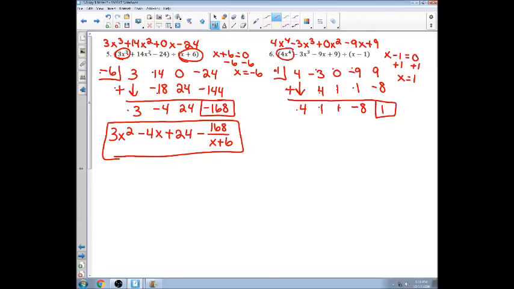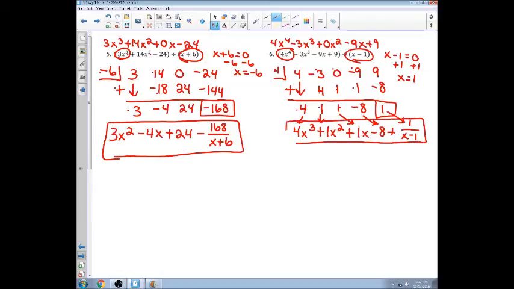I started out with the fourth power, so now I'm going to move to the third power. So it would be 4x to the third. These are all positive until I get to the 8. So it would be plus 1x squared plus 1x minus 8. Remember, all of these are coming from underneath my bar here. Okay? Plus 1 over my x minus 1 from the original problem. And I am done. You do not need these ones in here. If you just want to write x squared and x, that is perfectly fine.